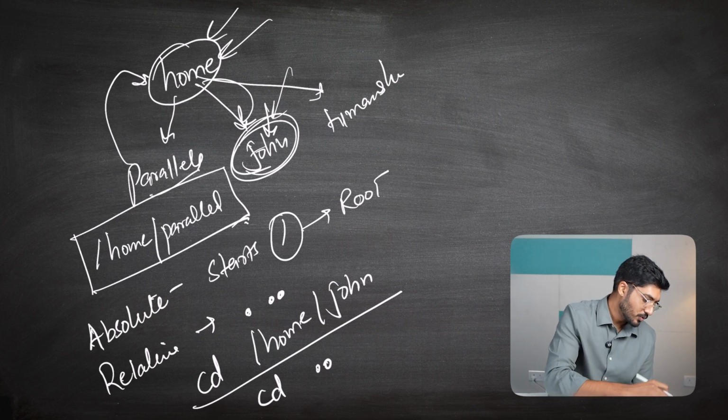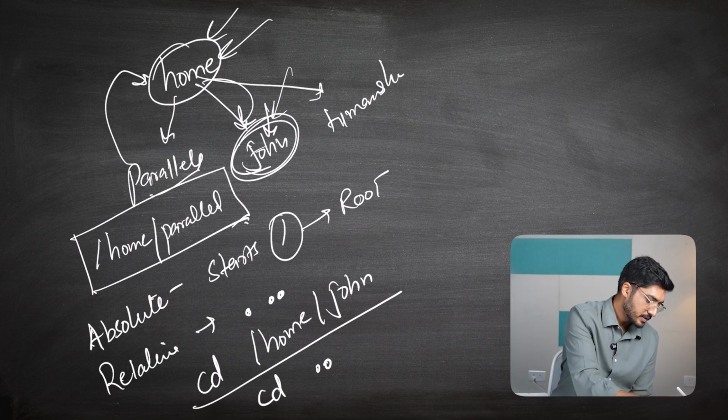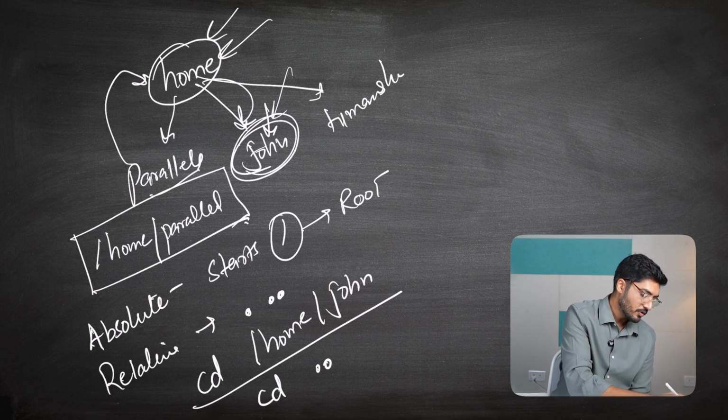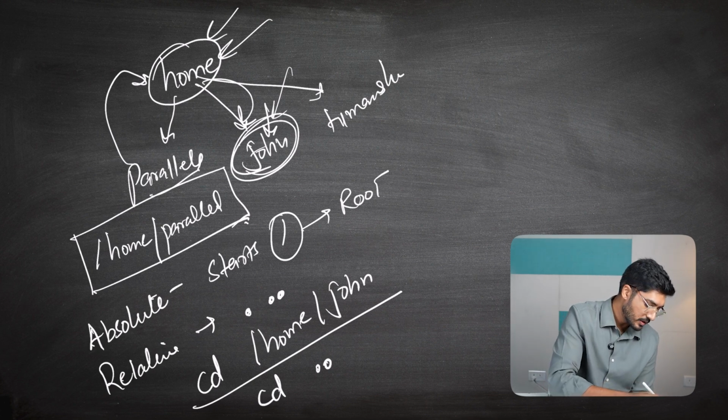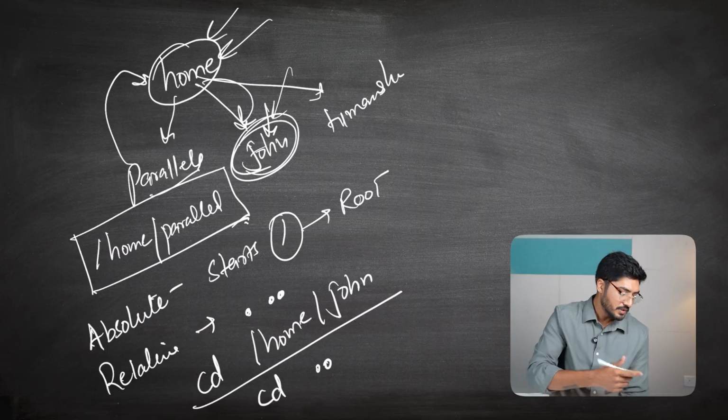So let's say you wanted to go to John directory from slash home slash parallel. One way to go is via absolute path, where you have to always go from top slash. From slash go to home, then from home go to John. So this will be cd, which is the change directory command that we have already spoken about, slash home slash John. That's how you can reach. But you see this command is a little lengthy because you have to always start from slash.